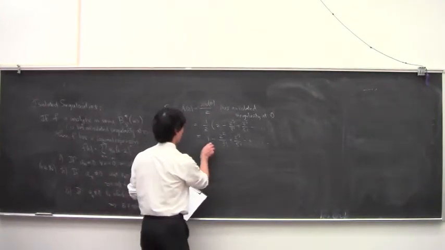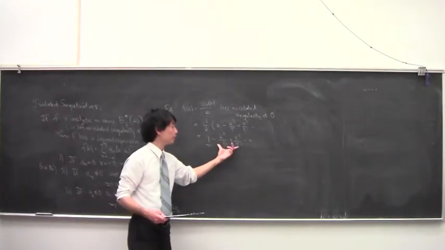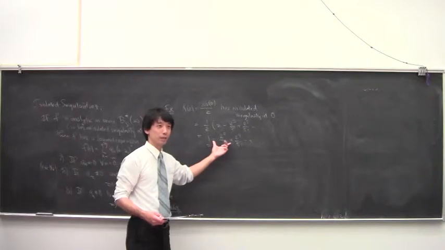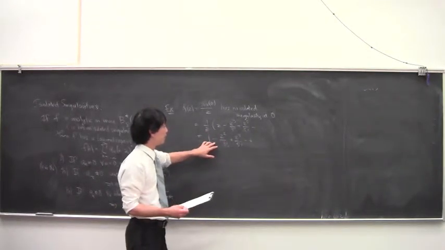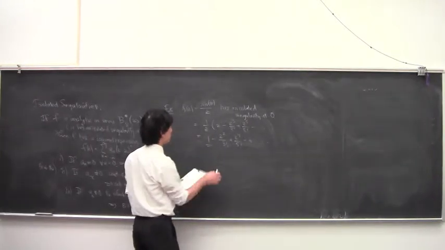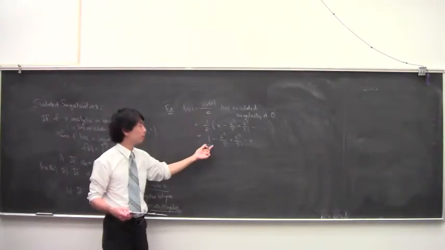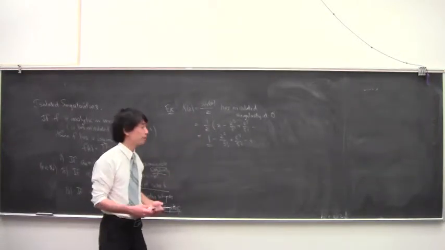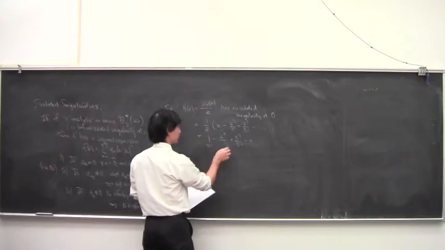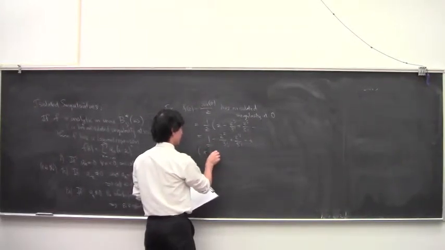You see that you have a removable singularity. There are no negative terms here. The thing on the right defines an analytic function on the whole plane, and so you can remove the singularity by defining the function to be 1 at 0. So this is a removable singularity.